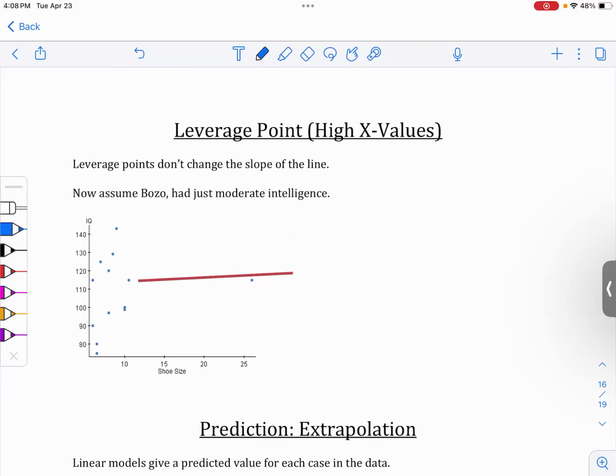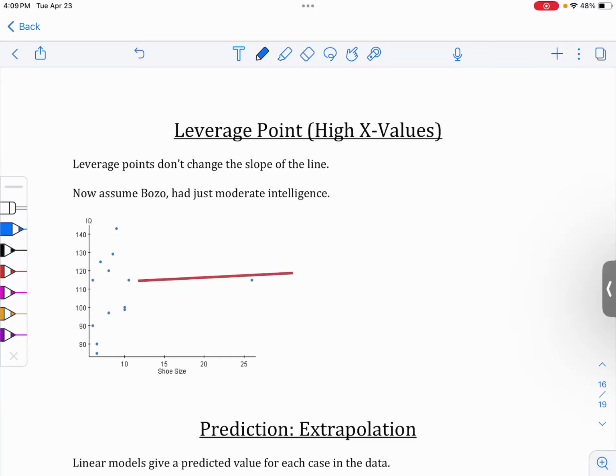As a note, the other type of outlier, which is not a big deal, but should always be noted, is what's known as a leverage point. That is an outlier with just a very high X value. But now we pretend that Bozo, who still has very large shoes, just has moderate IQ. So when I put that data value in with the rest of the data, the line is still basically a horizontal, a nothing line. That means that it doesn't actually determine more investigating.